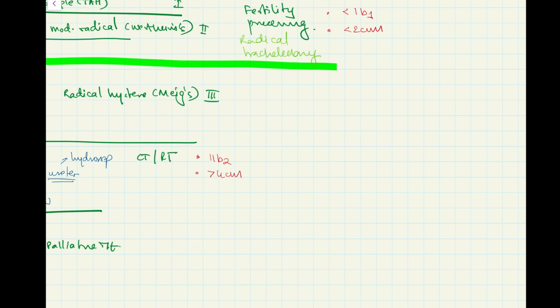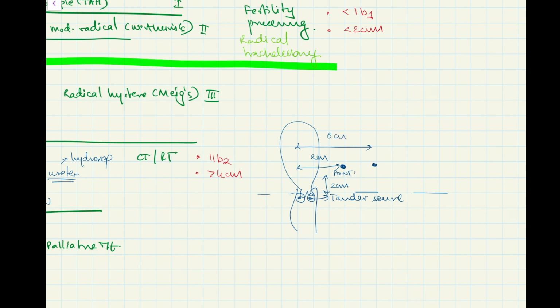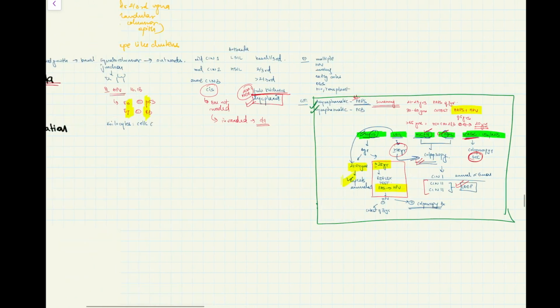Now for radiotherapy, what we do is that tandem source is kept here, and from the cervix 2 centimeter above and 2 centimeter lateral there is a point A, while 5 centimeter lateral is point B. Right. At point A, 80 grays of radiation is given, and at point B, 60 gray radiation is given. Right. That is all you need to know in cervical cancer.